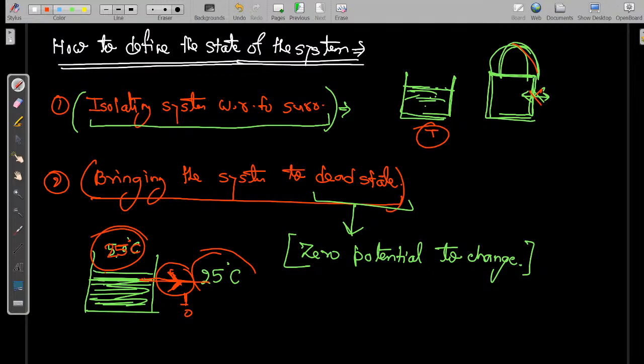Properties of the system. Okay, so this is the way how to define the system. Another is: what is the number of properties required to define a system?